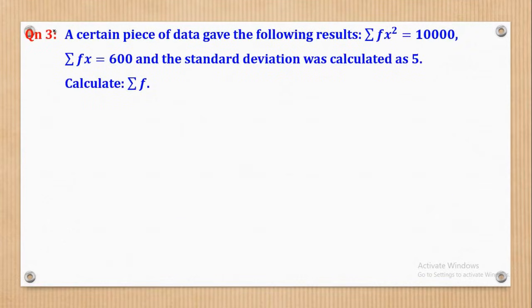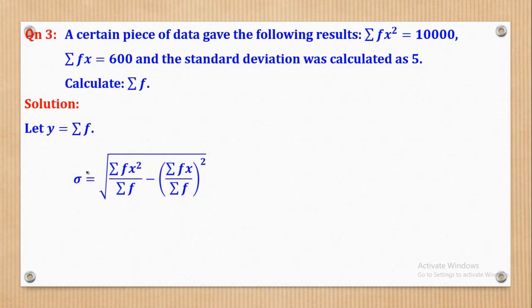Then question 3 says a certain piece of data gave the following results. Summation of fx squared is that, summation of fx is that, and standard deviation was calculated as 5. Calculate the summation of f. So we shall say let y be our summation of f, which they want. Therefore we shall say that standard deviation is given by this formula.